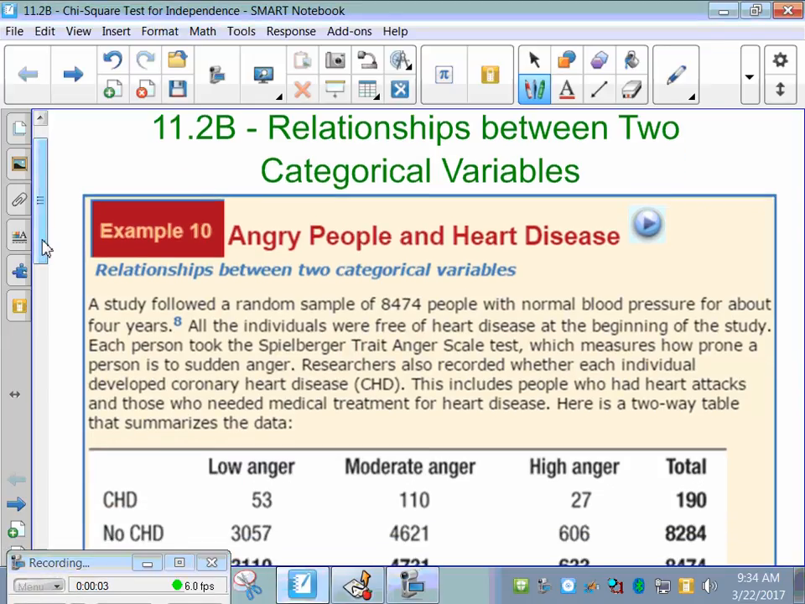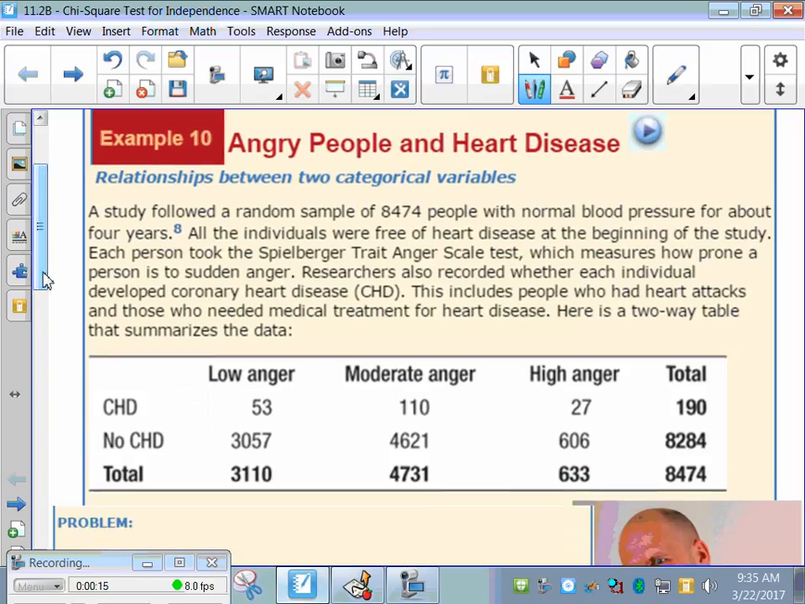All right, so you guys, first of all, before we do the test, you still have to know how to just compare distributions and how to write proportions to make some sort of comparison between the relationships. So, angry people and heart disease. A study followed a random sample of 8,474 people with normal blood pressure for about 4 years.